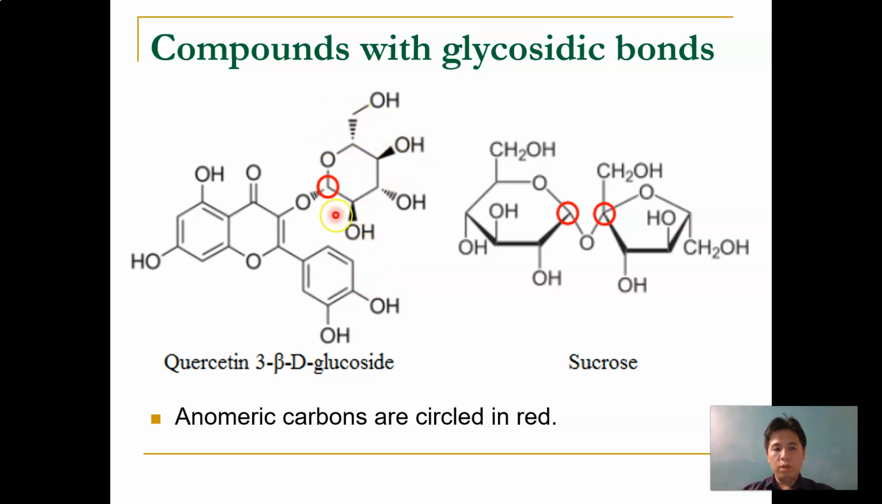Like this is glucose bonded to quercetin. So this is also a glycosidic bond. The red here is the anomeric carbon. The anomeric carbon can be bonded to any carbon. The anomeric carbon, in this case glucose, can also be bonded to another anomeric carbon. So basically you need only one anomeric carbon to form a glycosidic bond, but it can also be formed between two anomeric carbons. So minimum 1, maximum 2 for a glycosidic bond.